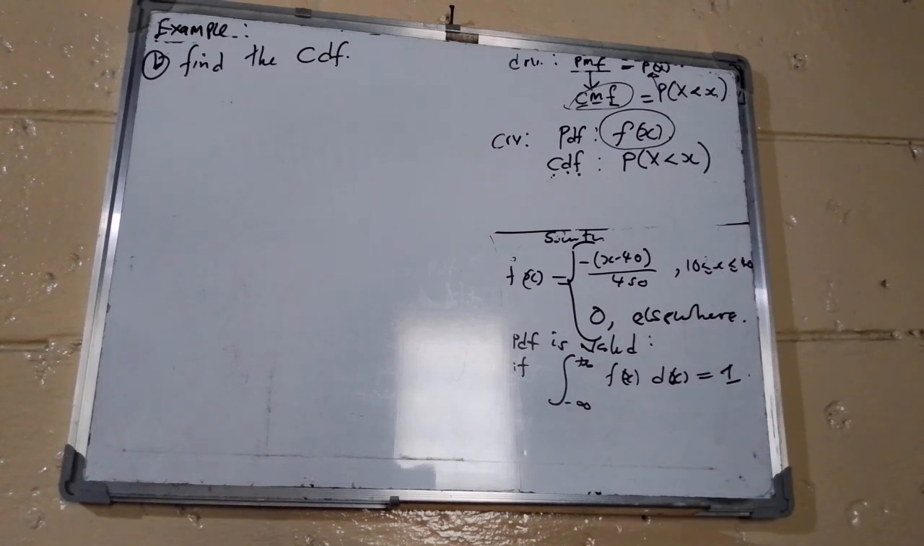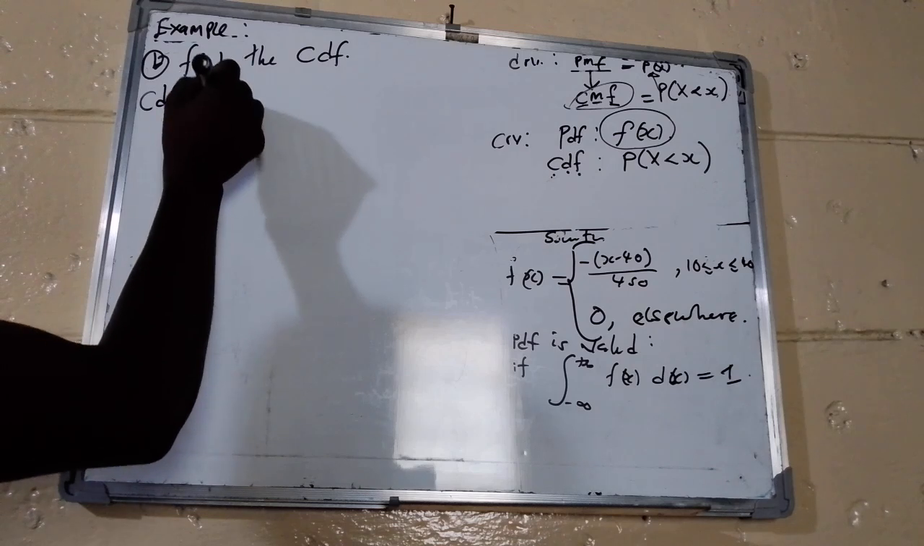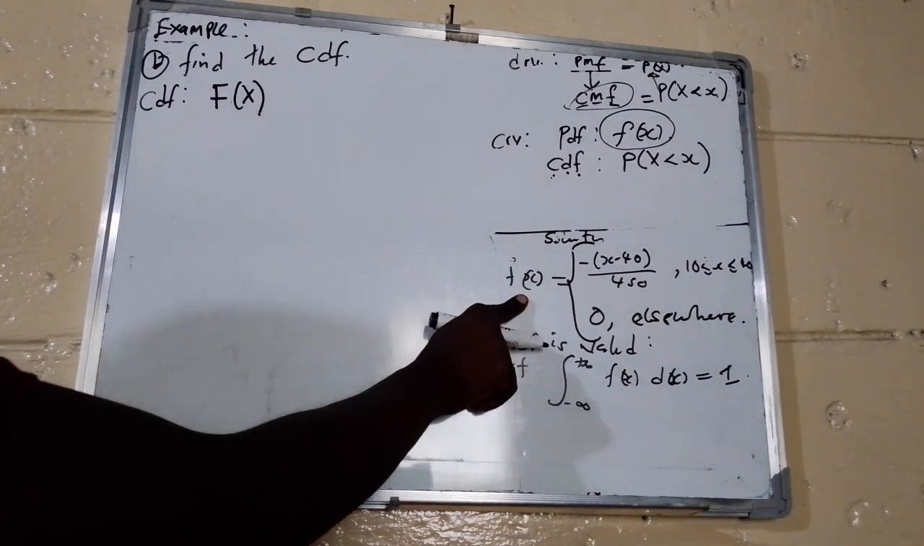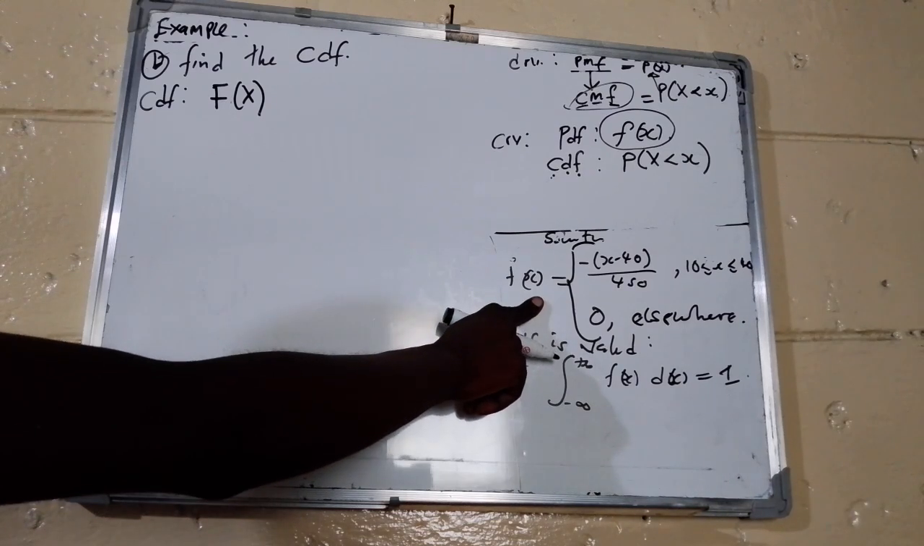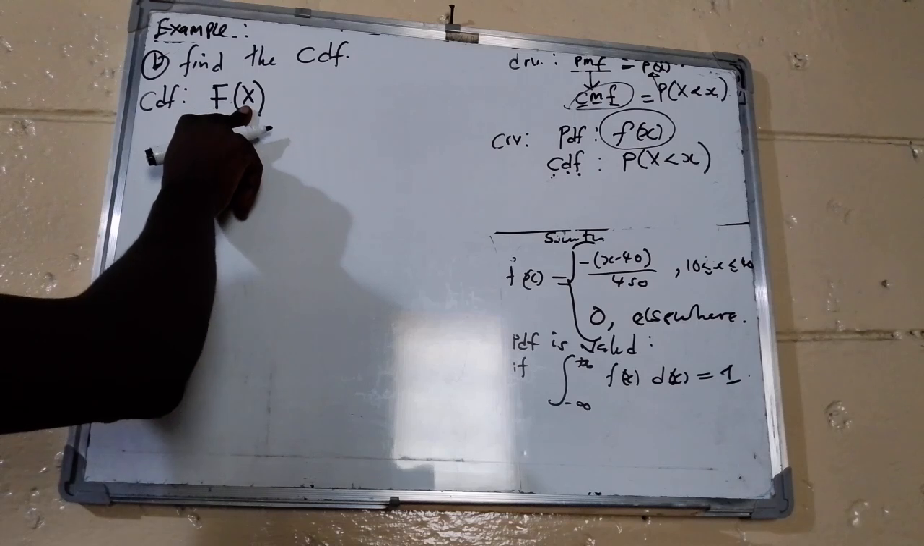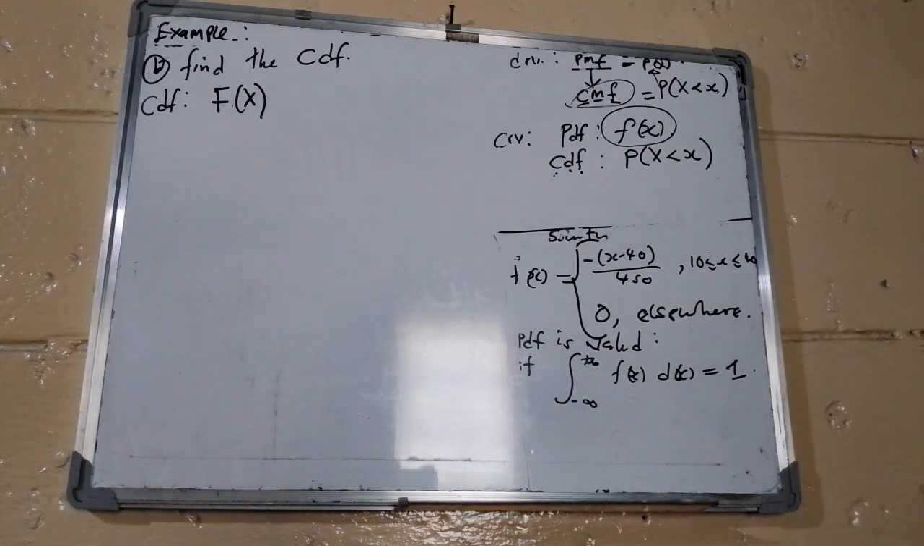So now we have to understand that if f of x is the PDF, then this CDF is denoted by the capital letter F of x. This is a small letter f of x as my PDF, but the CDF would be the capital F of x, distinguishing it from the PDF. The PDF is the one which is forming the CDF.